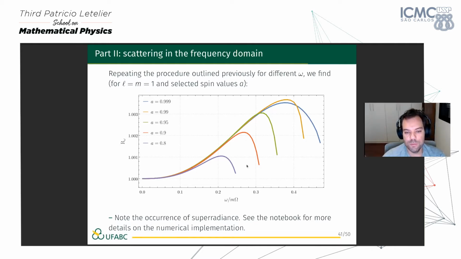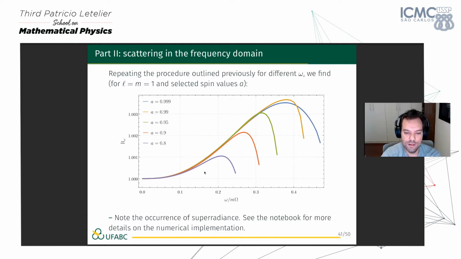And here we plot this reflection coefficient as a function of this ratio, for different spin values. We start here at 0.8 and stop at 0.999. Remember that the maximum here is A equals 1. Here I'm assuming that the mass of the black hole is capital M equal 1, so I'm normalizing everything by the mass of the black hole. M equals 1 means that the maximum spin we can have is 1 as well. If we go past 1, so if A is 1.5, for instance, then we don't have a black hole anymore. Then it's a naked singularity.